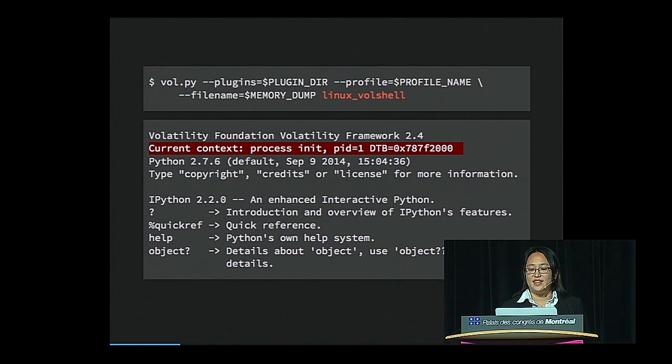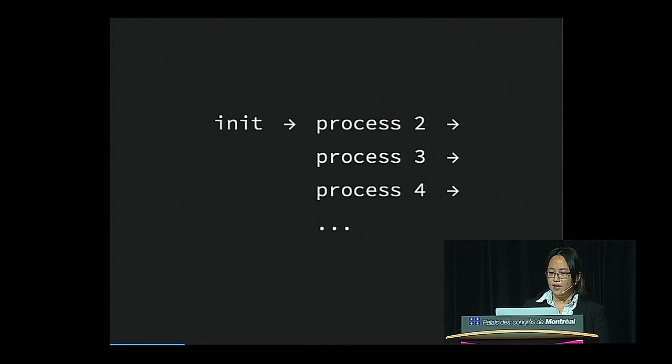Volatility facilitates the interrogation with an interactive shell command called volshell. This is just an IPython session with some extra context. As you can see, Volatility thinks that it's found the kernel's init task, the head honcho process in Linux, the parent of all other processes. In Windows, this would be the system process, and in OS X, this would be the kernel task. The Linux kernel keeps track of all the processes it's currently managing in a linked list, the first element of which is the init task.